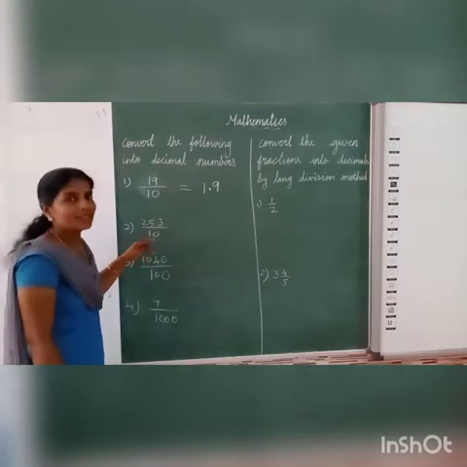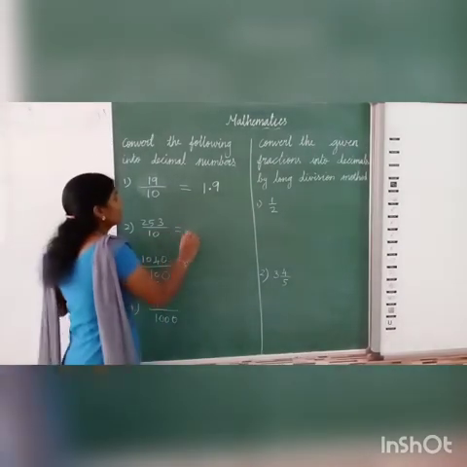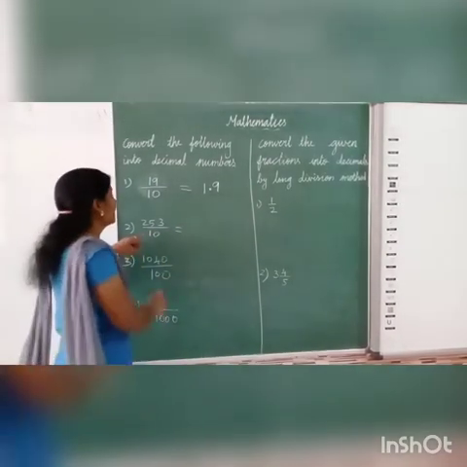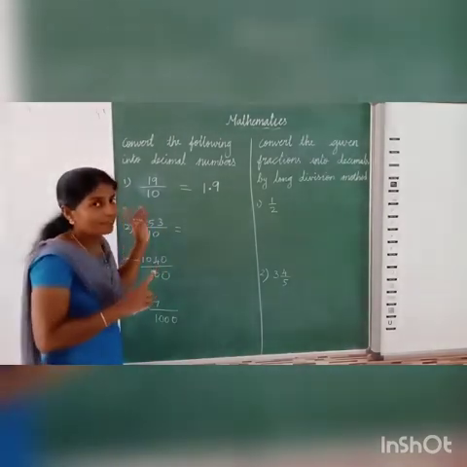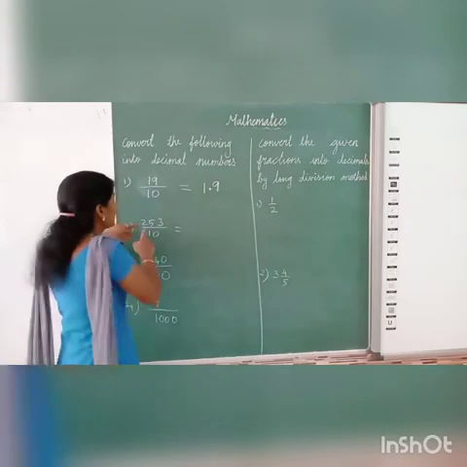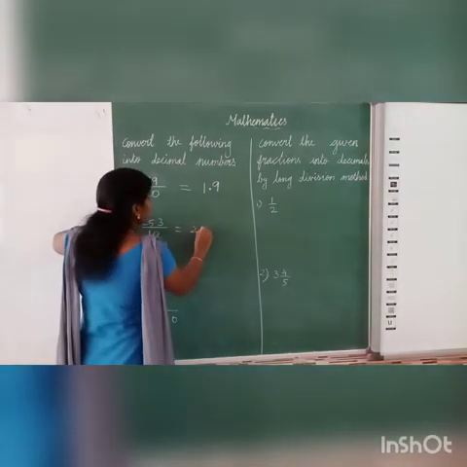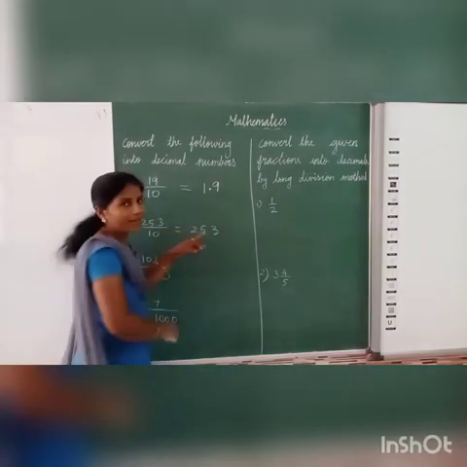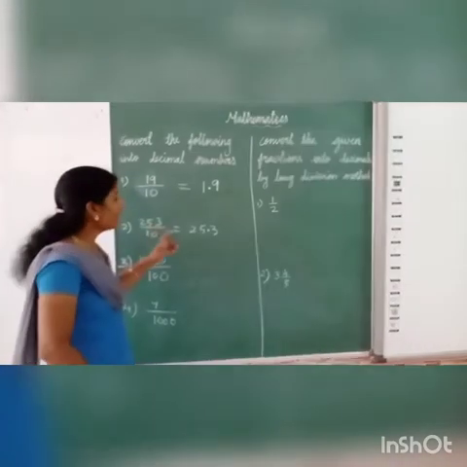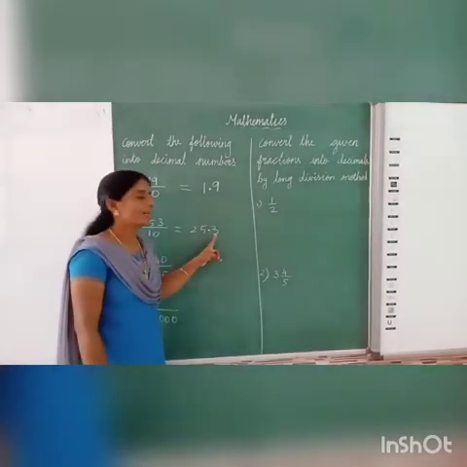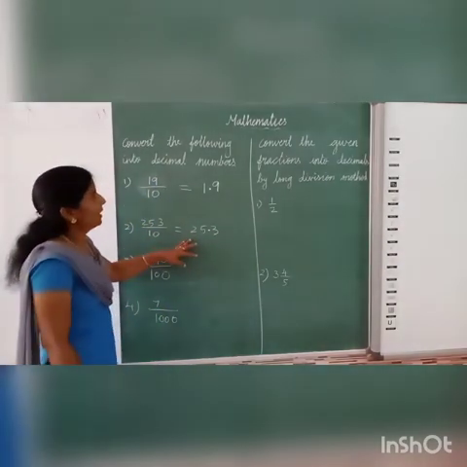Okay, 1.9. Now listen, second one: 253 divided by 10. After the point we have only one zero, so after the point we need only one digit. Already we have 3 digits in the numerator, so we can put the decimal point after one digit. So 25.3 is the decimal number.